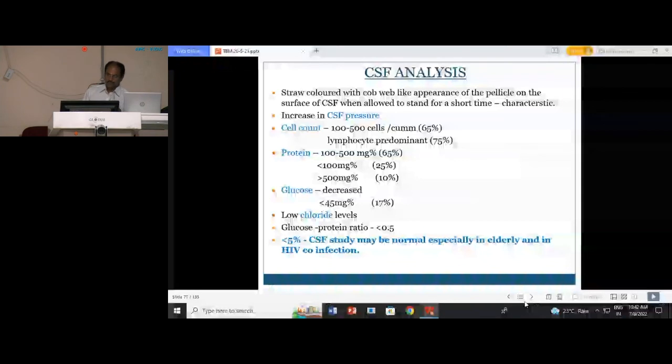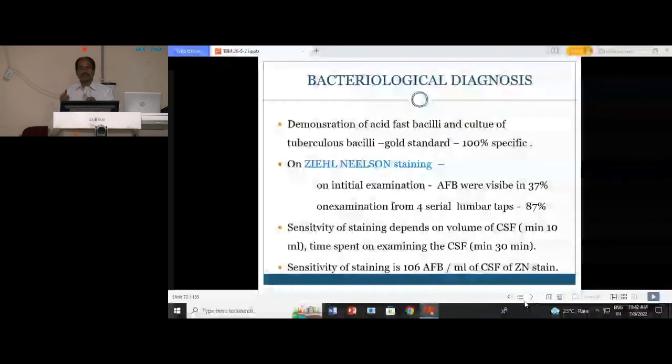So bacteriological diagnosis: demonstration of AFB. This is the gold standard, demonstration of acid fast bacillus. You have seen a few slides of how the acid fast bacillus looks. The gold standard is 100% specific on Ziehl-Neelsen staining. Then culture by LJ media.